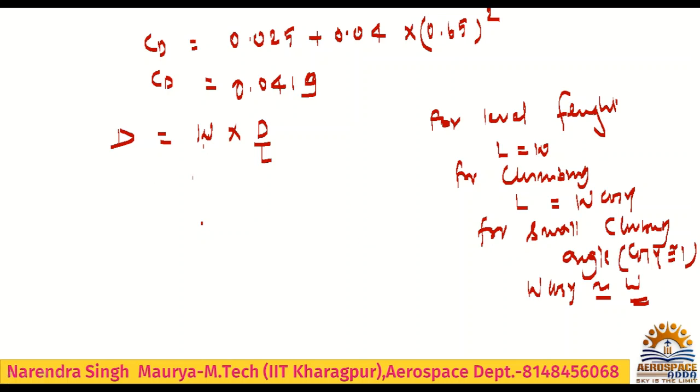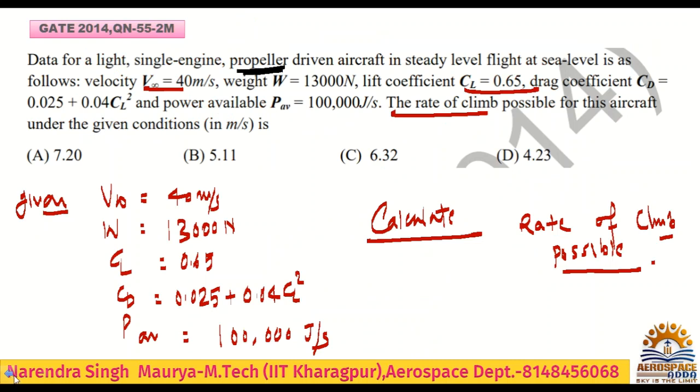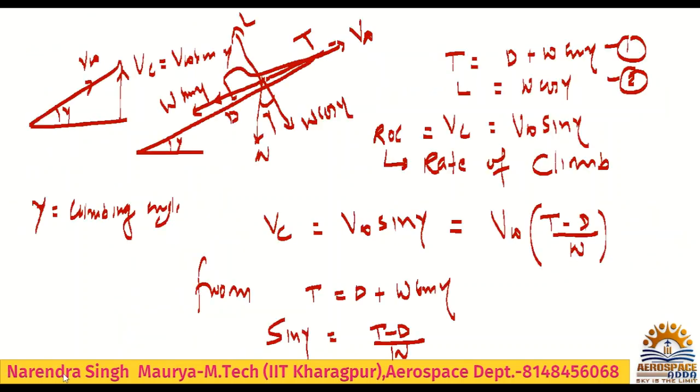Now L is equal to W, so drag is W into D by L. Also, you can write CD by CL, because D is nothing but half rho V square S CD, and L is nothing but half rho V square S CL. All values will be cancelled out, so D by L you can write as CD by CL. Check what the weight is: it is given as 13 into 10 to the power 3. CD you have calculated, CL is 0.65.